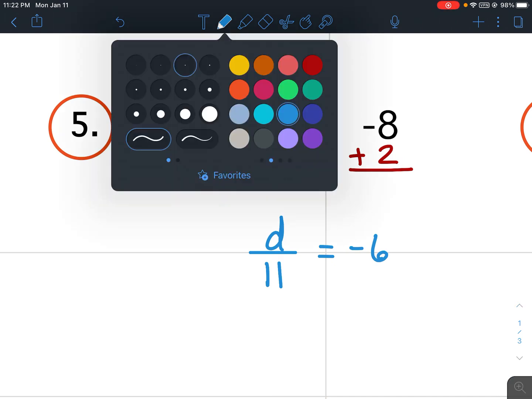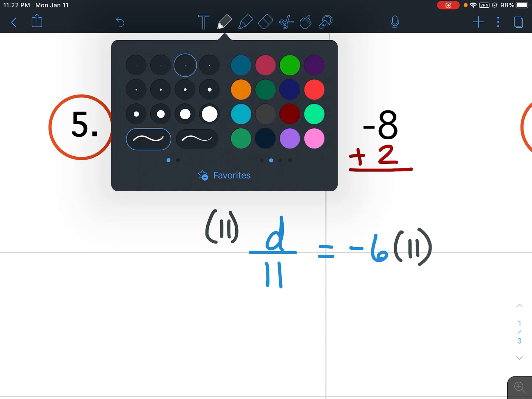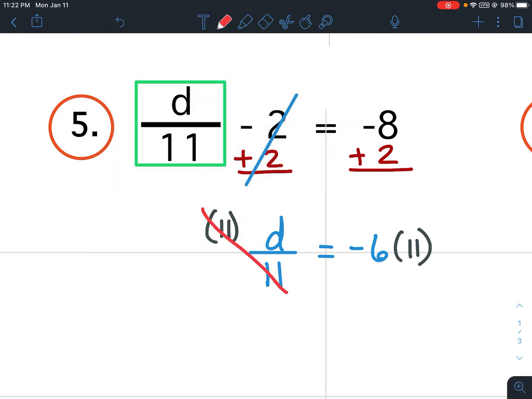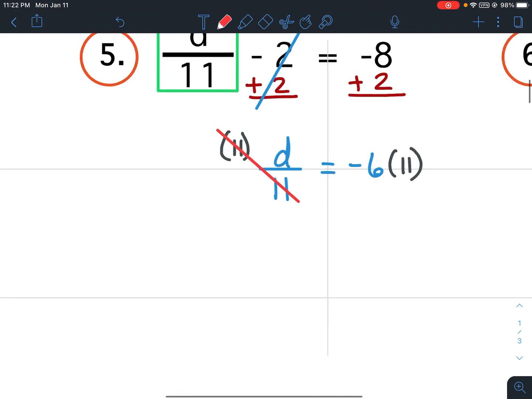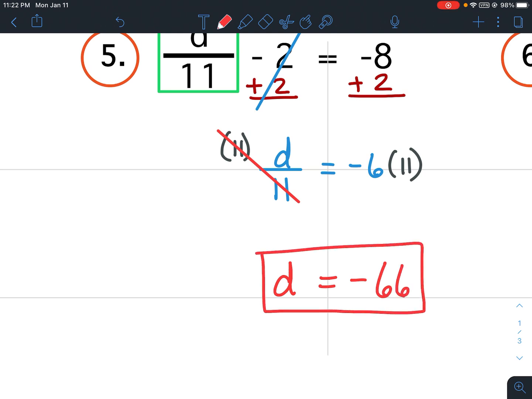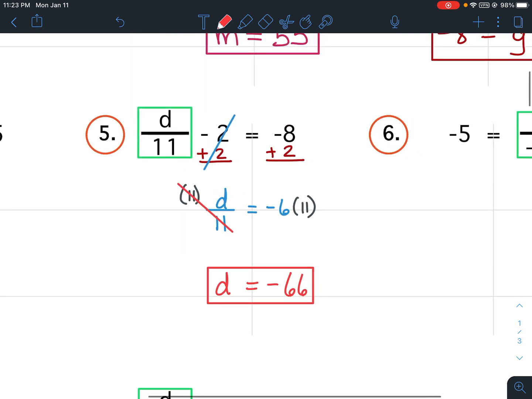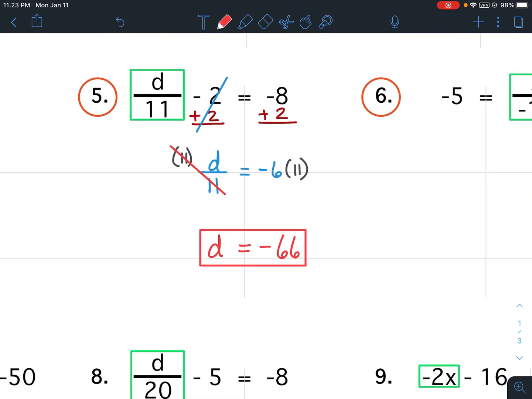Now, this time, this is division, and the opposite of division is multiplication. So the number with the variable is an 11. So instead of dividing by 11, the opposite would be to multiply both sides by 11. The 11's cancel. And d equals -66. Pause your video, get it all written down.